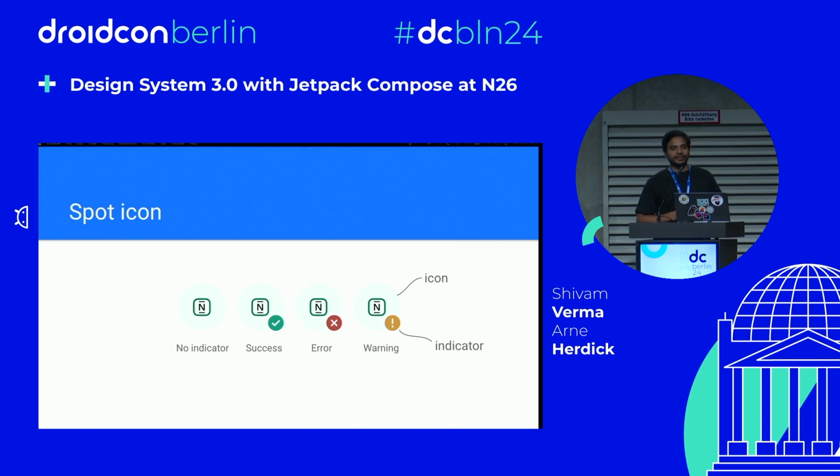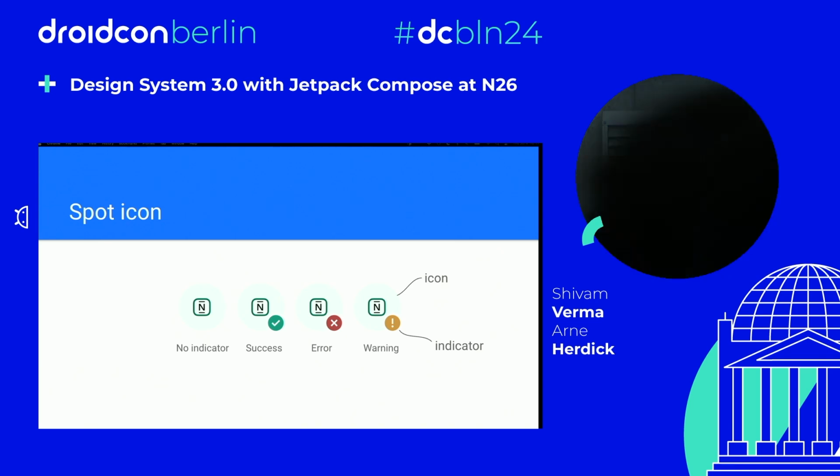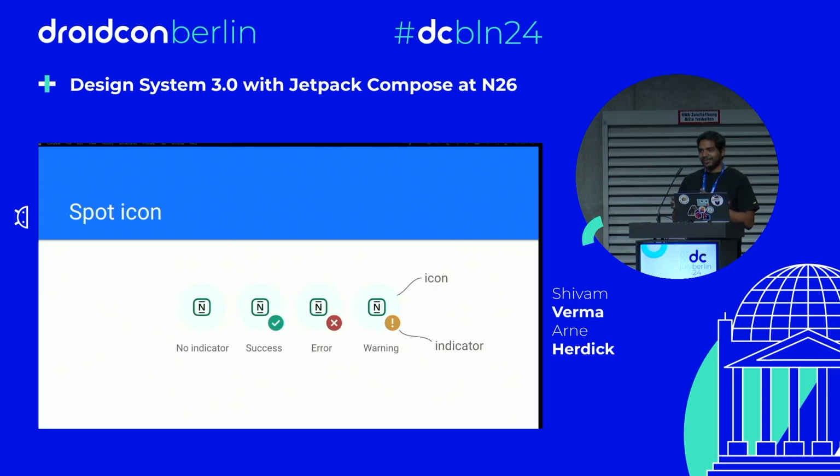One such component in our design system is something that we call the spot icon. The spot icon is made up of two basic parts. One is the icon that you see at the back, which is the N logo. And then we have an indicator at the bottom right. And this icon has 4 states, as you can see. So one where you don't have the indicator, and then we have 3 more states, which are represented as success, error, and warning. And in our design system, this is how this icon was described.